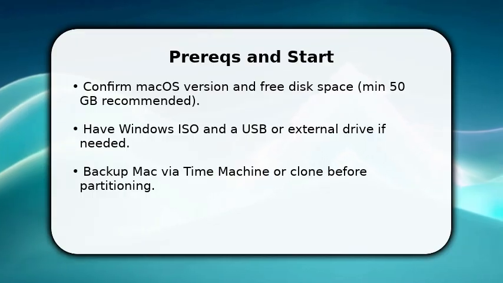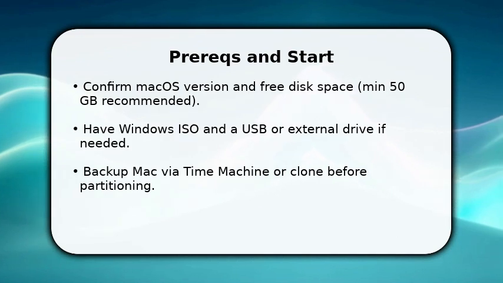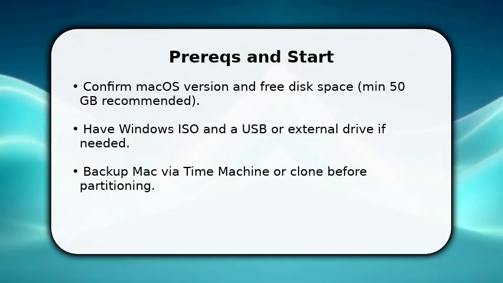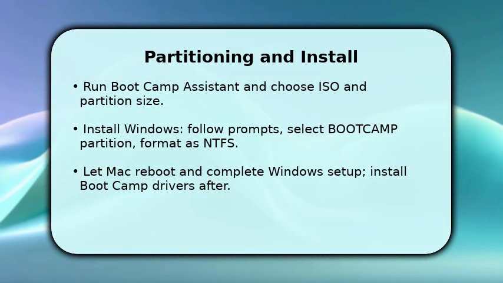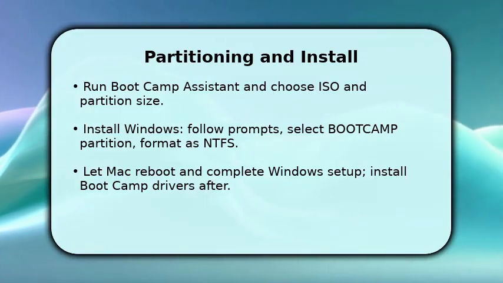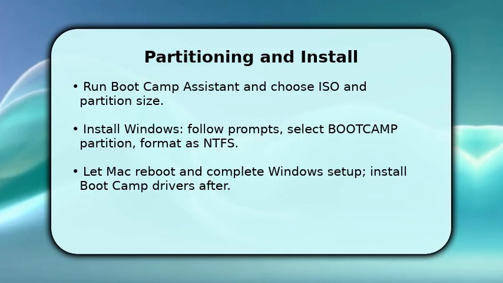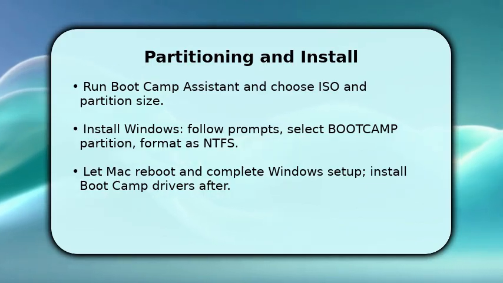Next, open Bootcamp Assistant to start creating the Windows partition. You'll run Bootcamp Assistant and point it at the Windows ISO. Drag the slider to set the partition size, keeping performance needs in mind. Once Bootcamp creates the partition and writes the installer, your Mac will reboot into the Windows installer. Select the Bootcamp partition and format it as NTFS before proceeding.